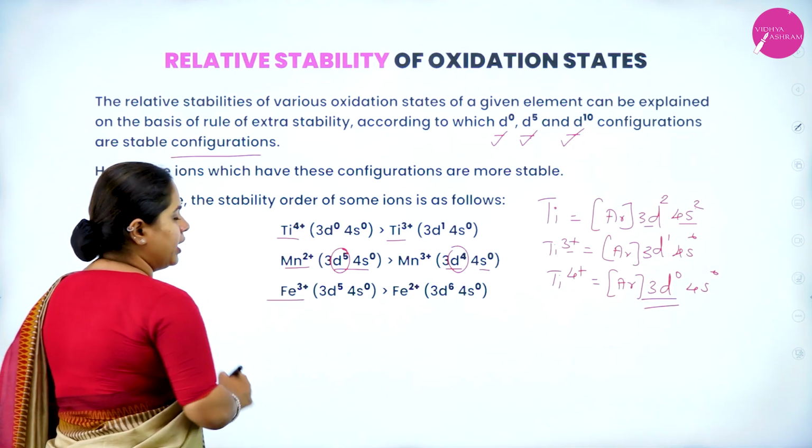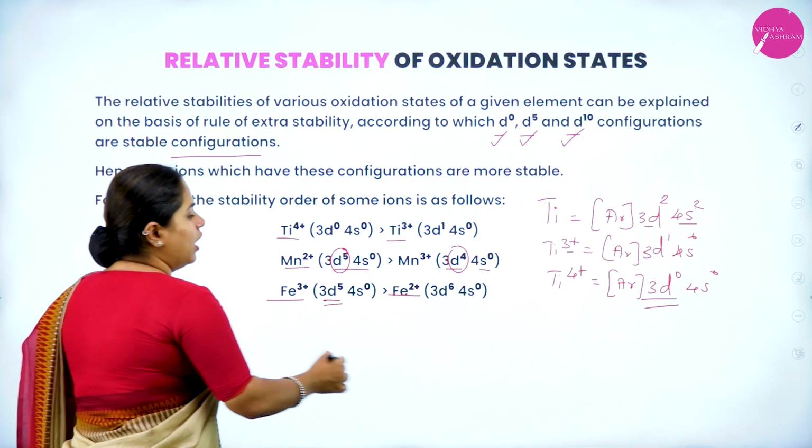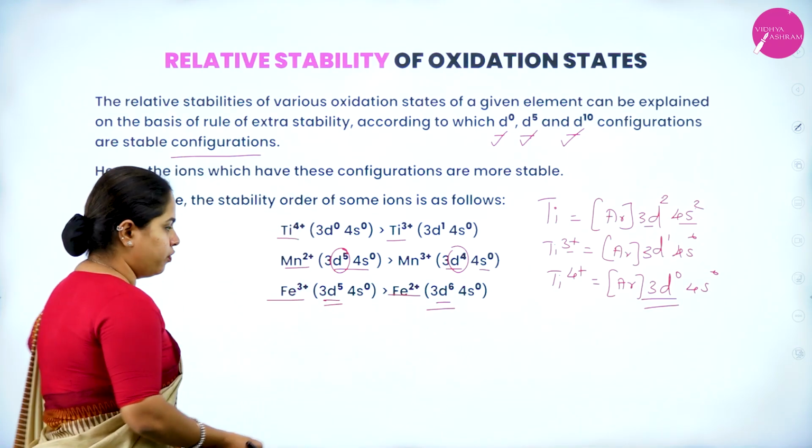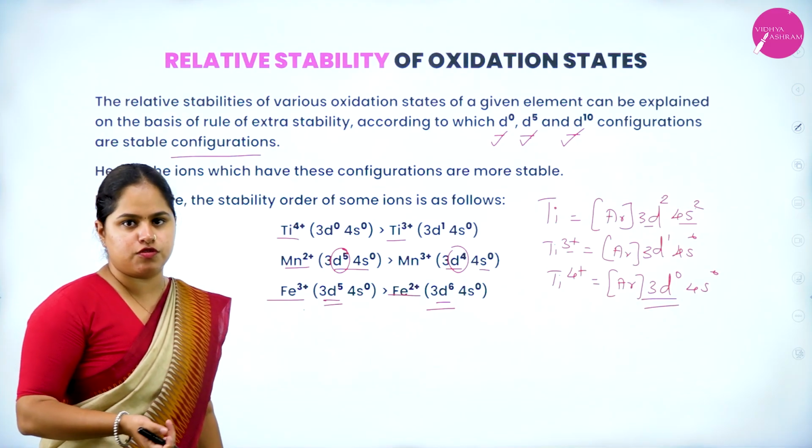Now coming on to iron, Fe3+ and Fe2+. Fe3+ will be 3d5 and Fe2+ is 3d6. Of course, Fe3+ is going to be more stable. So you can expect questions in this form as well, right?